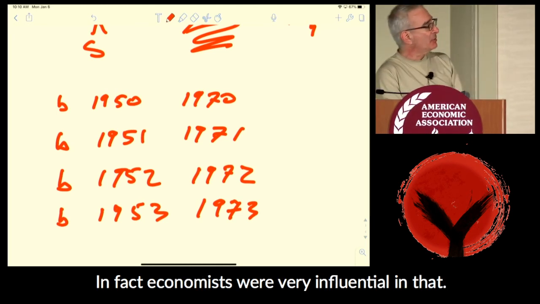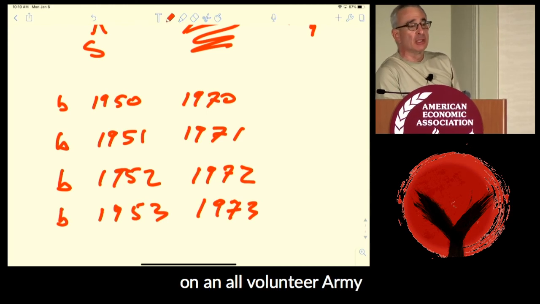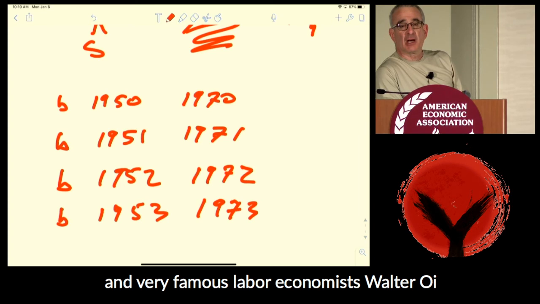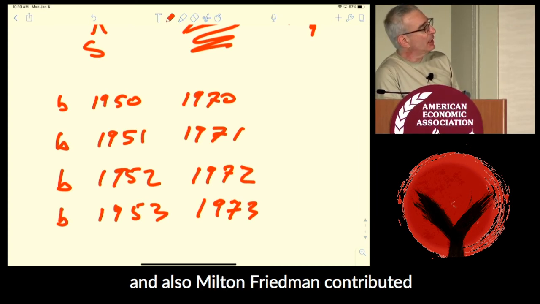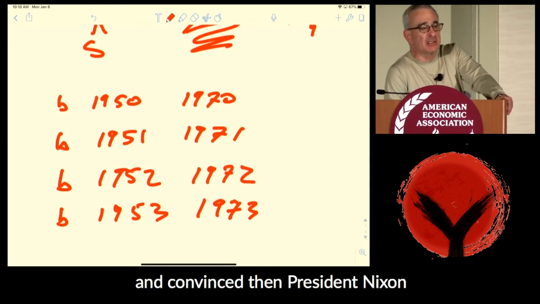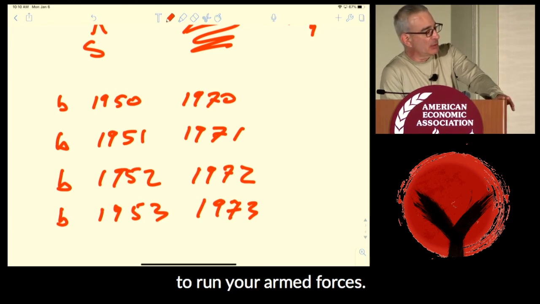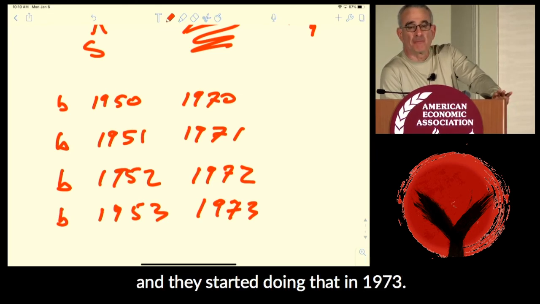In fact, economists were very influential in that. There was a presidential commission on an all-volunteer army, and very famous labor economists, Walter Oi and also Milton Friedman, contributed to the work of that commission and convinced then President Nixon that conscripting people is not a good way to run your armed forces. We should just pay people. And they started doing that in 1973.